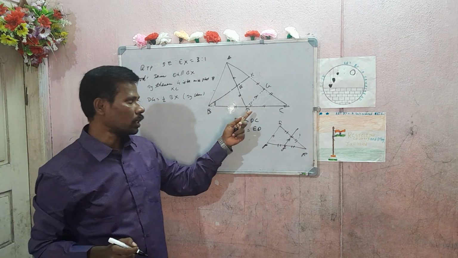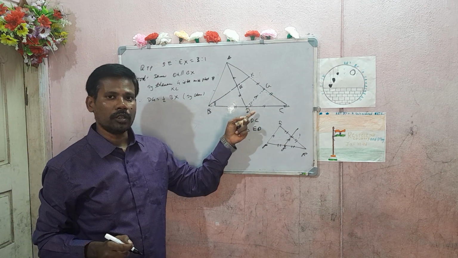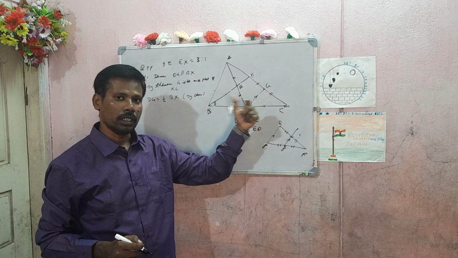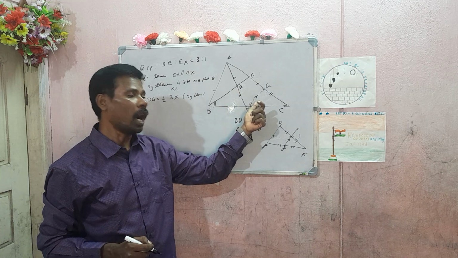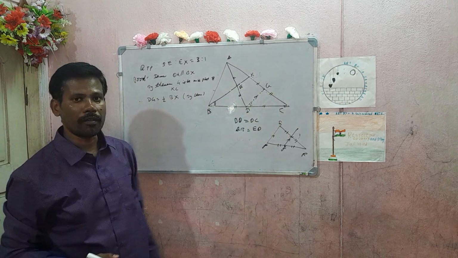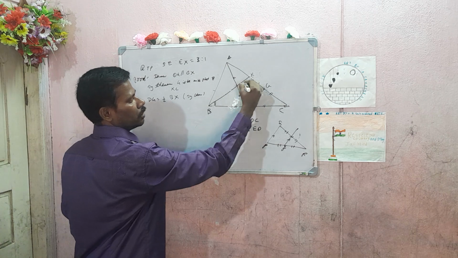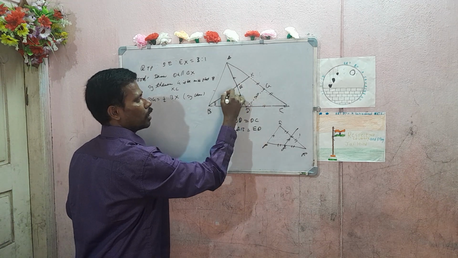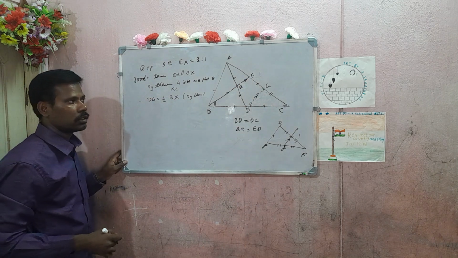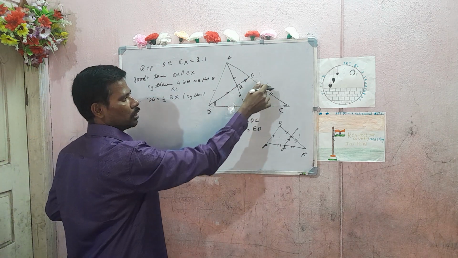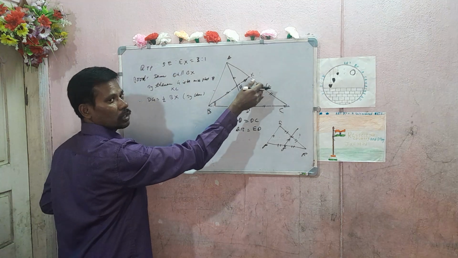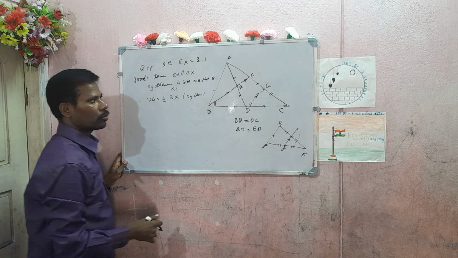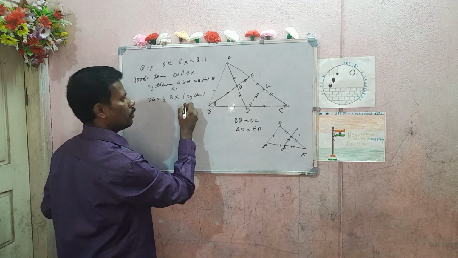So the theorem states that the line segment joining the midpoints of the sides of a triangle is parallel to the third side and also half of the third side. That means DG is equal to half of BX. So if this length is 10, this will be 5. That is the meaning. And also this will be parallel to this one. Did you understand? So already D and G are the midpoints, and by construction we drew DG parallel to BX. Therefore, DG is equal to half of BX.